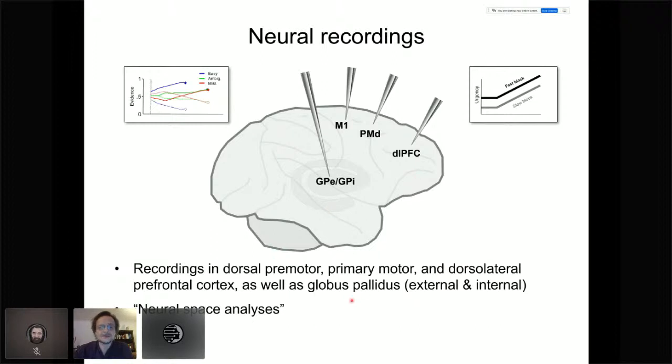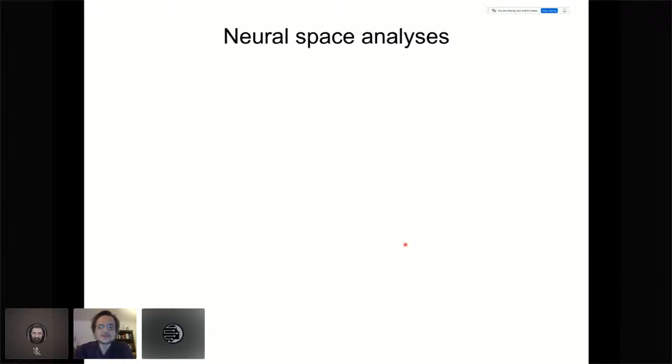Now, I think Sarah Sola is going to say a lot more about neural space analysis. At least, I hope she does, because I want to hear what she has to say about them. So I'm just going to show you what we did with those neural space analyses.